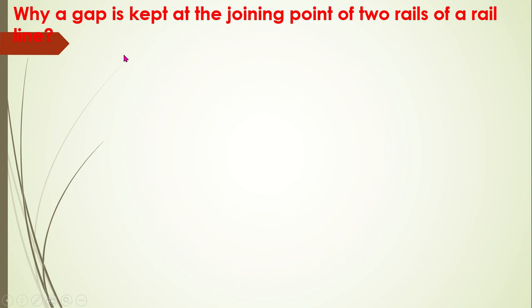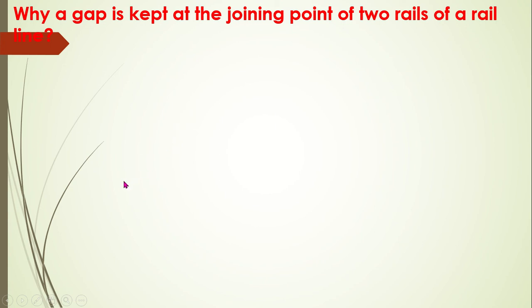Dear student, sometimes this type of question can come in your realization based question which carries 2 marks. Why is a gap kept at the joining point of 2 rails of a rail line?